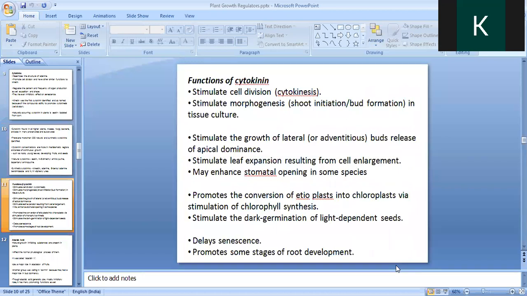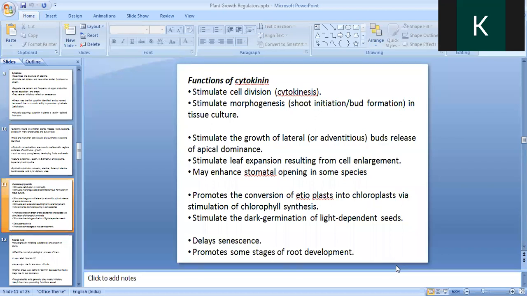And its functions: it induces cytokinesis, that is nothing but cell division, and induces morphogenesis, that is the formation of organs, such as shoot initiation and bud formation in tissue culture. And it stimulates the growth of the lateral buds, which releases the apical dominance. It stimulates leaf expansion, cell enlargement, and enhances stomatal opening. So that's why it induces growth.